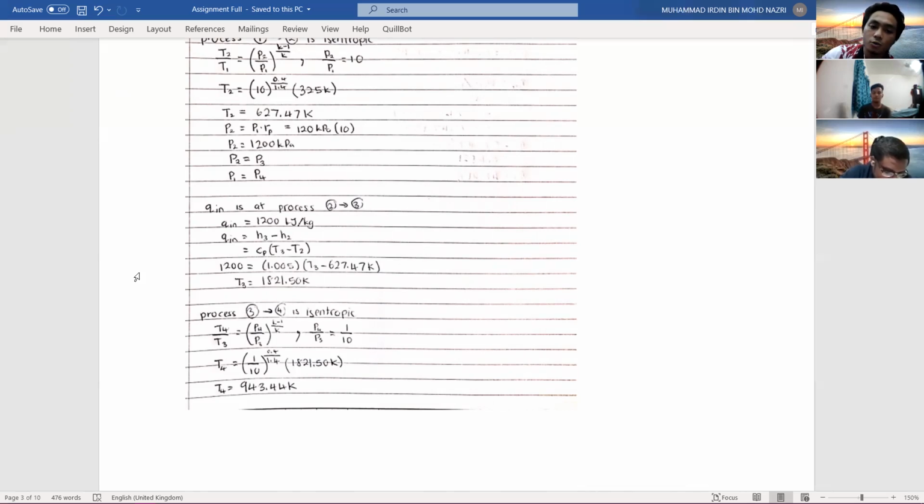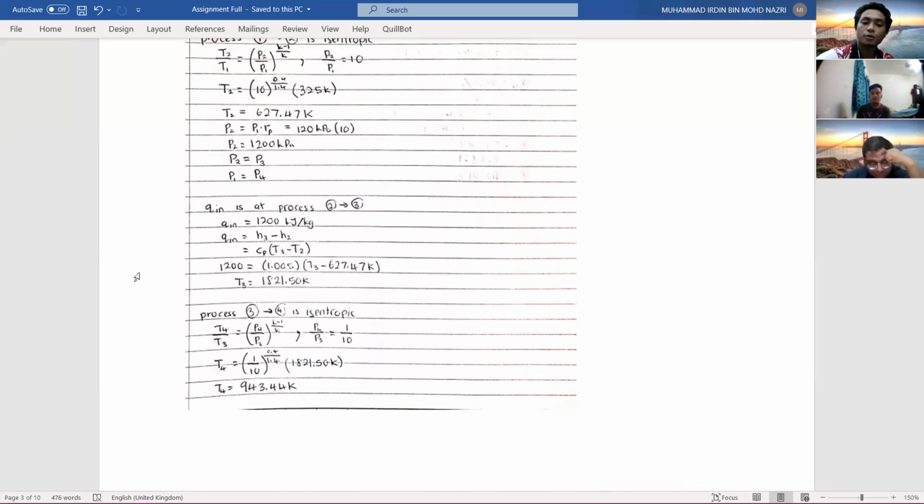So Q in will be equal to H3 minus H2, but since this is the cold air standard assumption, we can use the formula Cp multiplied by T3 minus T2. Then we substitute the numbers: Q in equal to 1200, Cp equal to 1.005, and T3 is the temperature that we would like to find. T2 we just found was 627.4 Kelvin, and T3 is equal to 1821.50 Kelvin.